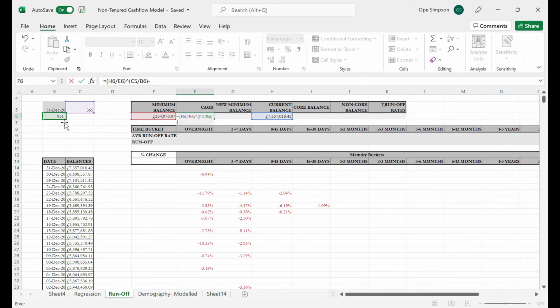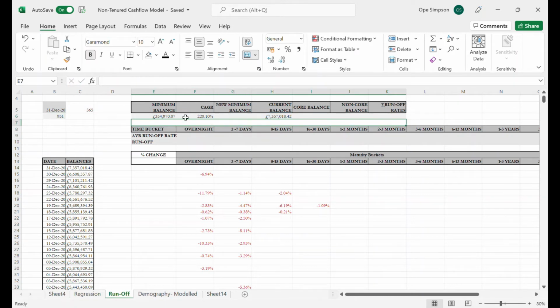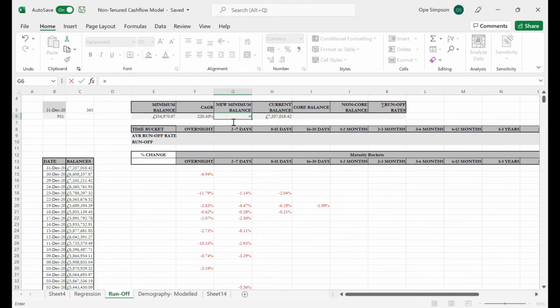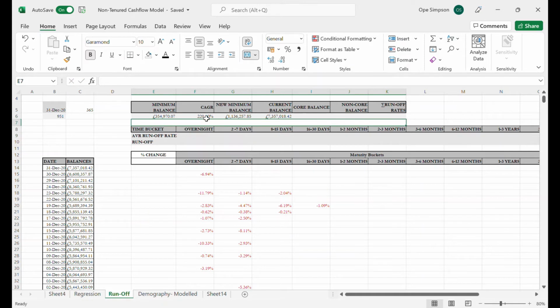Minus 1. So our compound annual growth rate is 220. To get the new minimum balance, it will simply be the original minimum balance we had times 1 plus our growth rate. And there we have our new minimum balance.